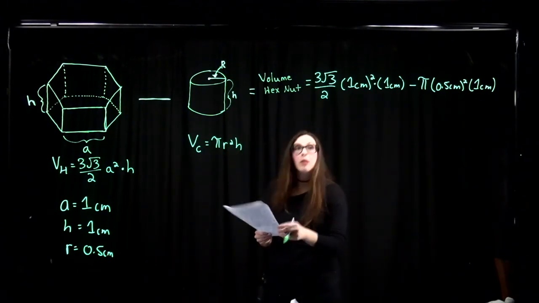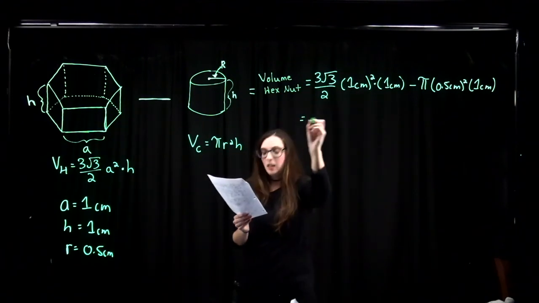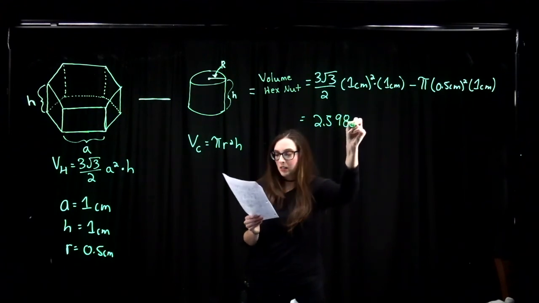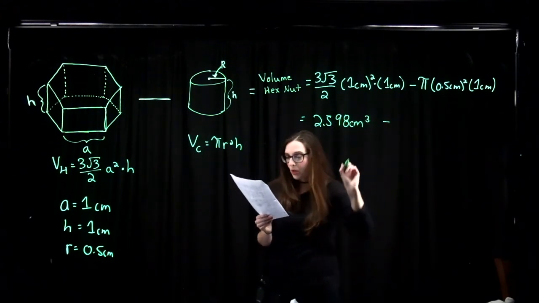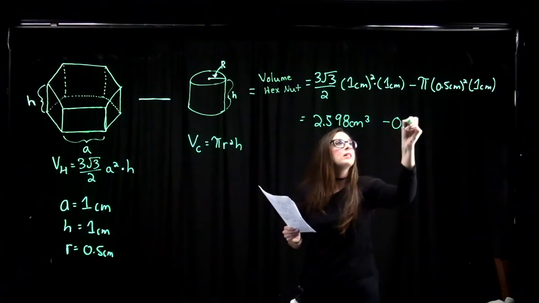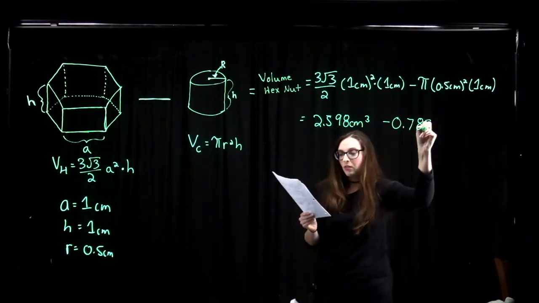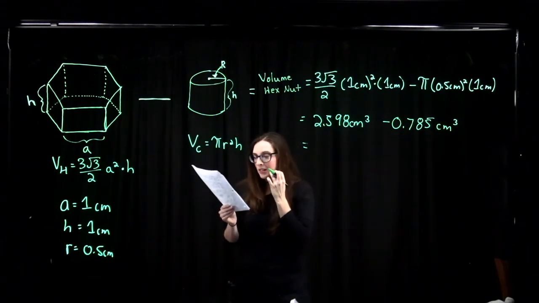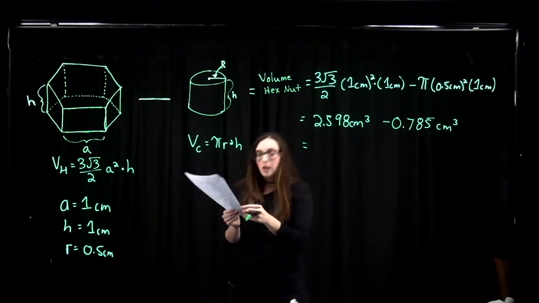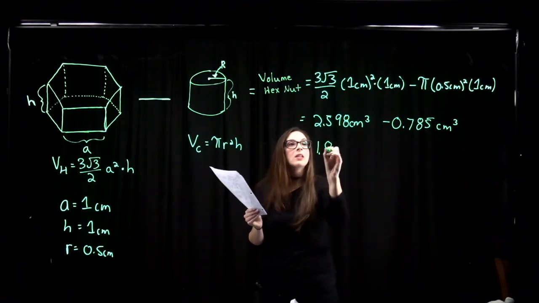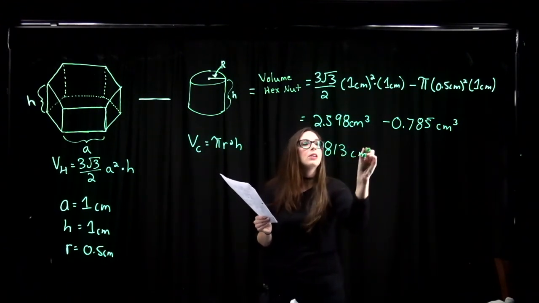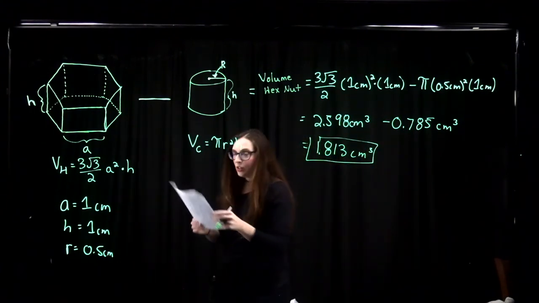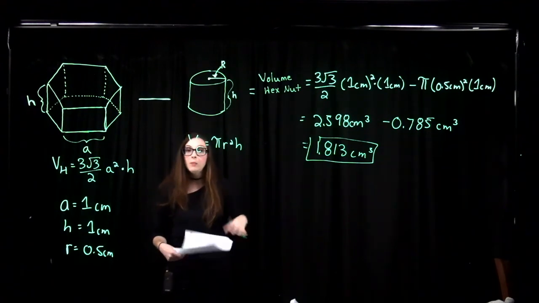So this portion right here is going to give me 2.598 centimeters cubed, and I'm subtracting off 0.785 centimeters cubed. So then the volume of one of my hexagonal nuts is 1.813 centimeters cubed. Okay? Now, what if I asked you to report the volume in meters cubed?